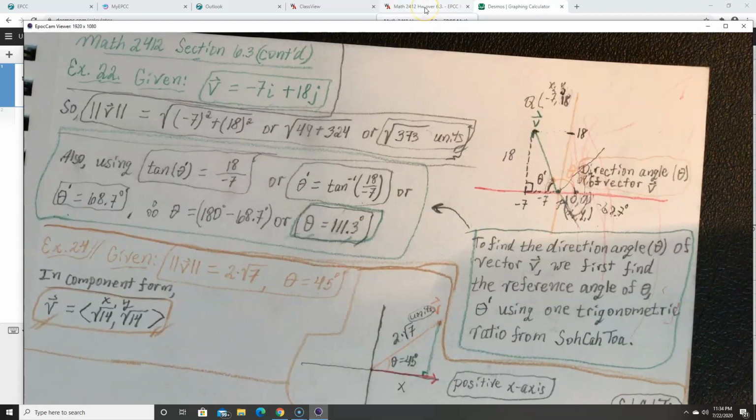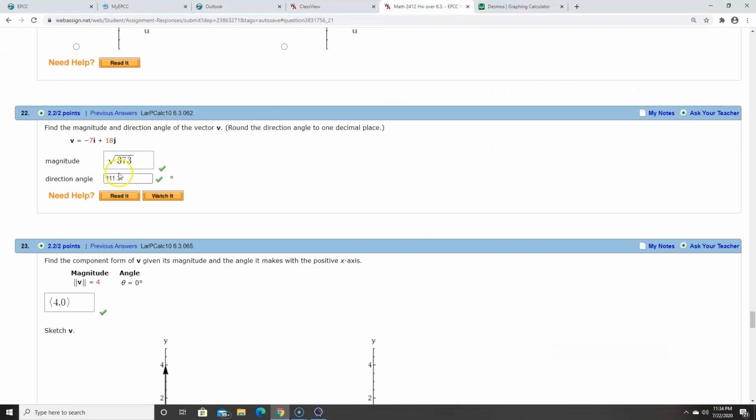And so, I hope that makes sense. From here to here is 111.3 degrees. And that's what we have right here.